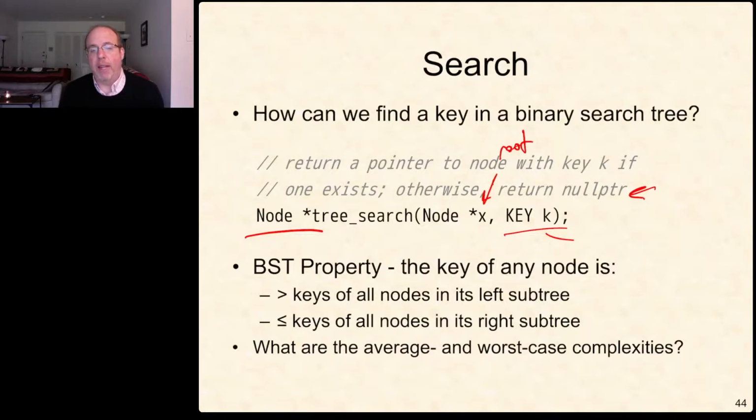And remember that because of this binary search tree property, the key of any node is greater than the key of all of the nodes in its left subtree, and it's less than or equal to the keys of all the nodes in its right subtree. So we'll think about how to do this, and then we'll think a little bit about what the average complexity of this is and what the worst case complexity of this is.